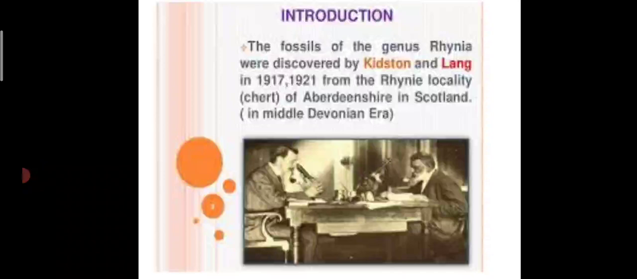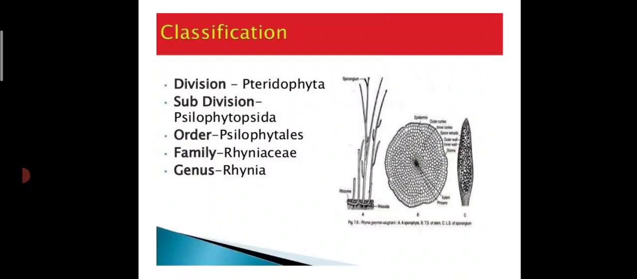And only two species are there in Rhynia. One is Rhynia major and the other one is Rhynia gwynne-vaughanii. Regarding the systematic position or the classification, it is a pteridophyte. So it comes under the division Pteridophyta, subdivision Psilophytopsida, order Psilophytales, family Rhyniaceae, and genus Rhynia.